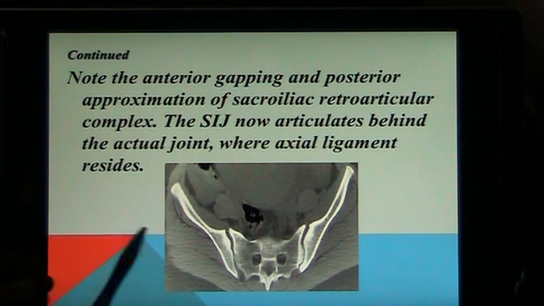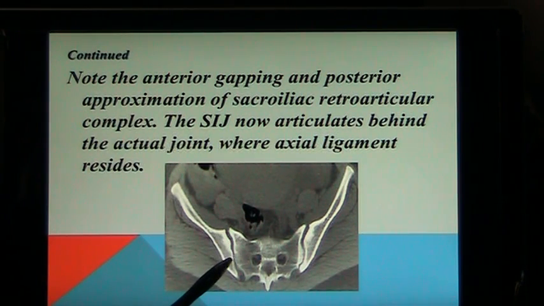Note the anterior gapping and the posterior approximation of the sacroiliac retroarticular complex. The SIJ now articulates behind the actual joint where the axial ligament resides.